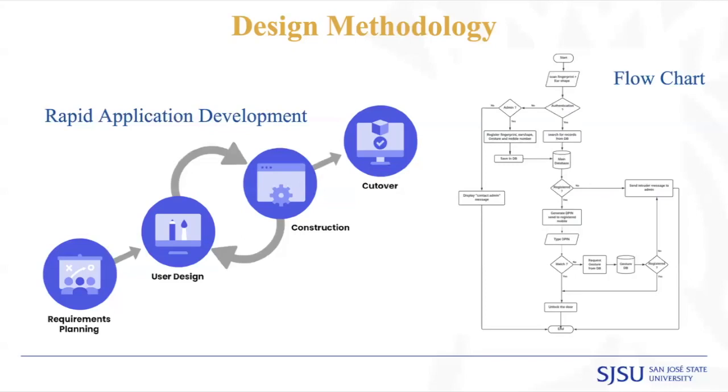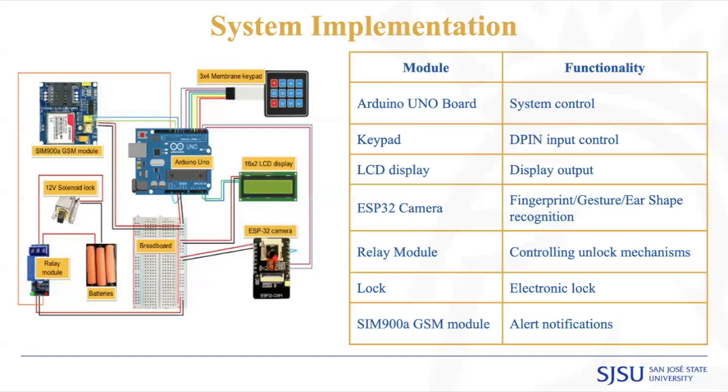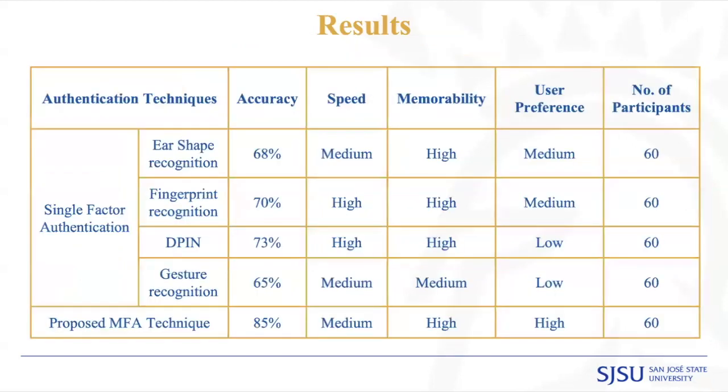By using this flowchart, a system prototype is developed. The key components I used here are a keypad to enter the DPIN, an LCD display which displays the output, an ESP32 camera to scan the user biometrics, and finally a GSM module to send any alert through notifications. This prototype is tested and a survey is conducted.